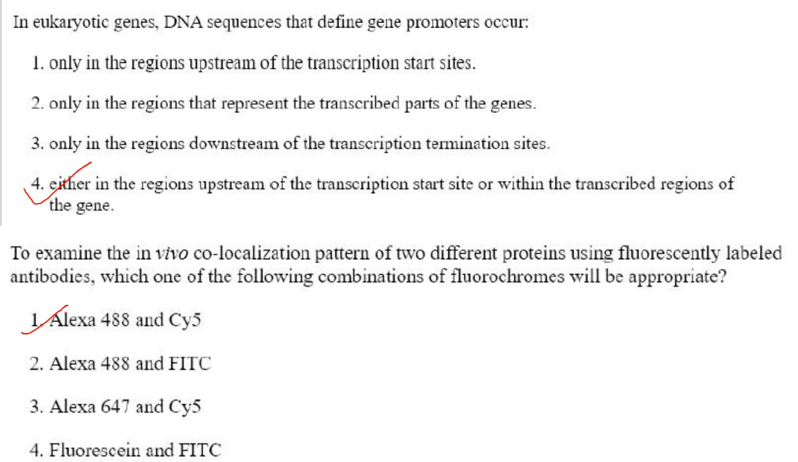So you need one protein of one color and labeling and the second protein of another color labeling. That is why you need two different fluorochromes that emit light at different wavelength. So as per the options, it is Alexa 488 and CY5. Alexa emits at 488 and CY5 at 647 nanometers.